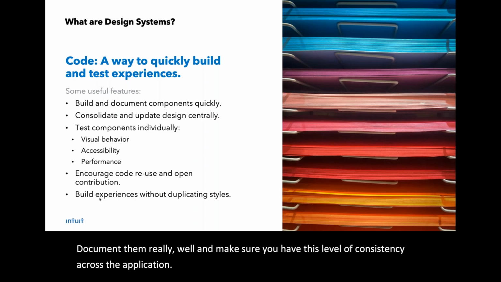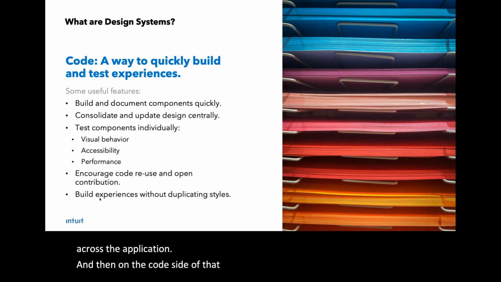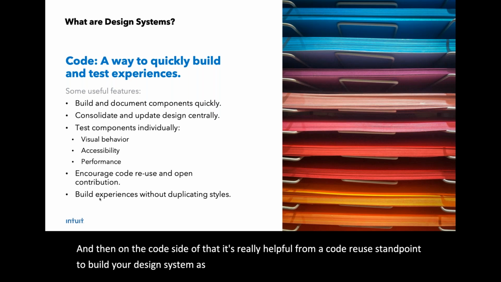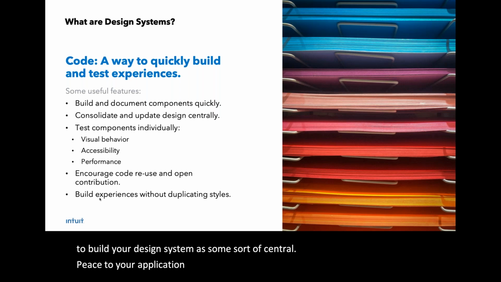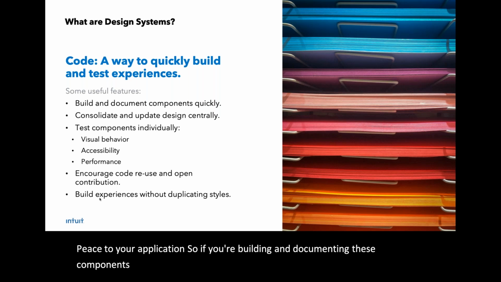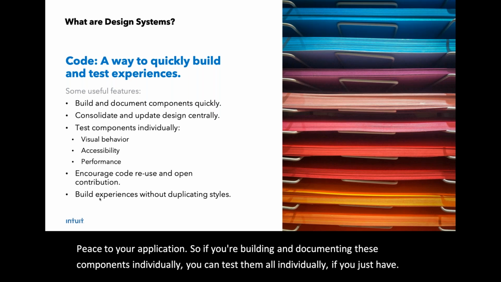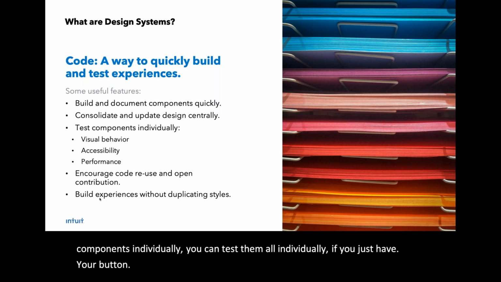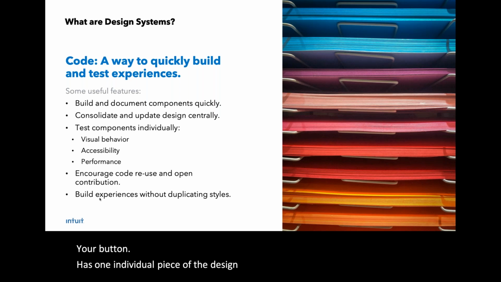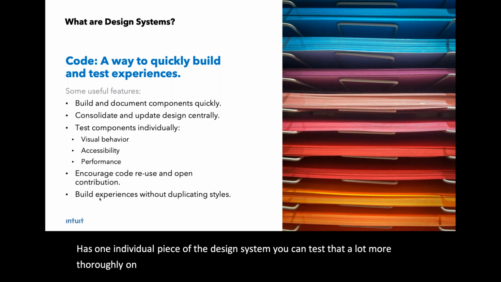And then on the code side of that, it's really helpful from a code reuse standpoint to build your design system as some sort of central piece to your application. So if you're building and documenting these components individually, you can test them all individually. If you just have your button as one individual piece of a design system, you can test that a lot more thoroughly on its own than individually in each screen in the application.